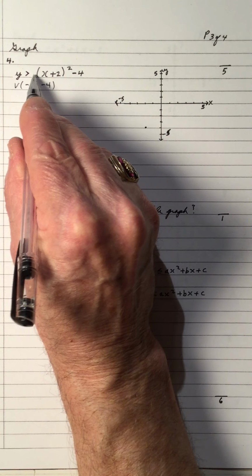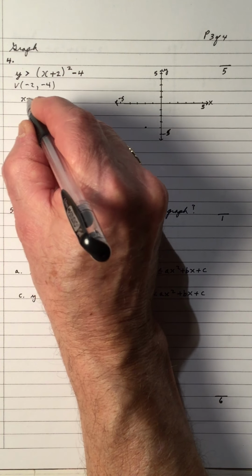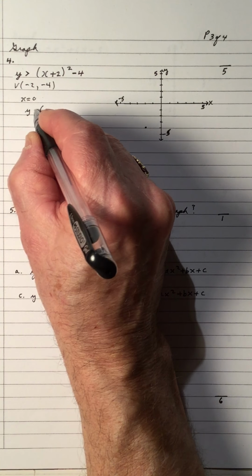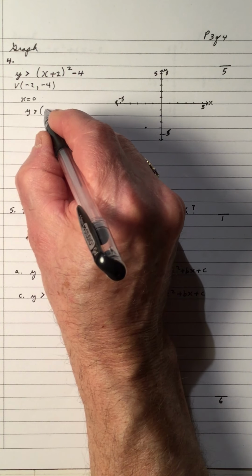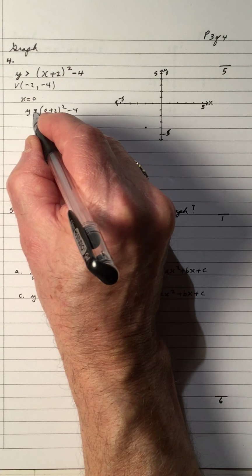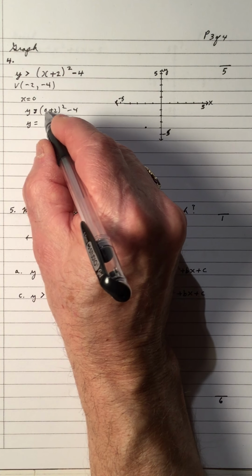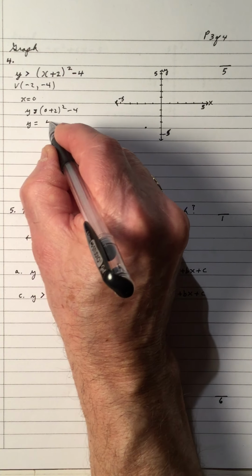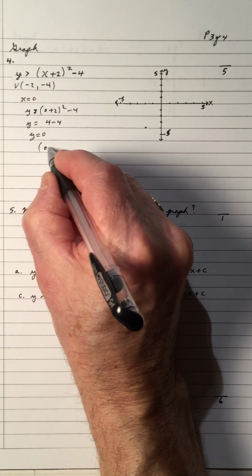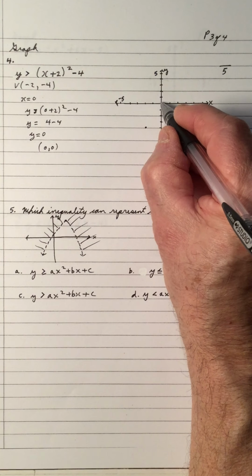Notice this is a positive a, so the parabola is going to go up. So let's let x equals 0 and see what we get. We could have an equal sign here because we're looking for the y-intercept. So you can make that an equal sign to get the y-intercept if you want. And that's 0 plus 2 is 2. 2 squared is 4 minus 4. So y is 0. So when x is 0, y is 0.